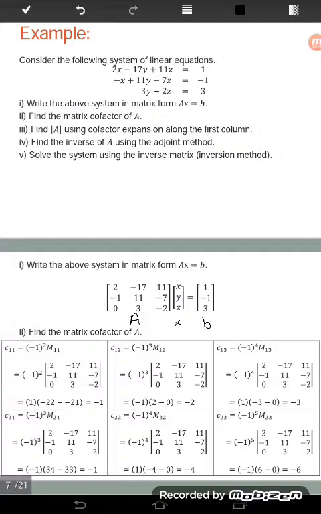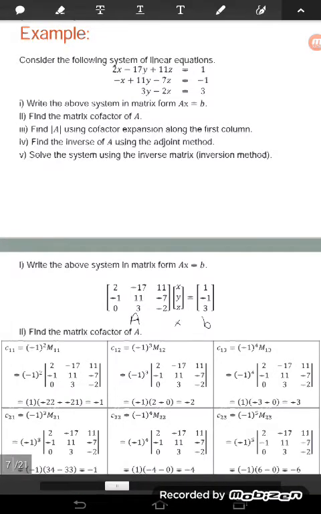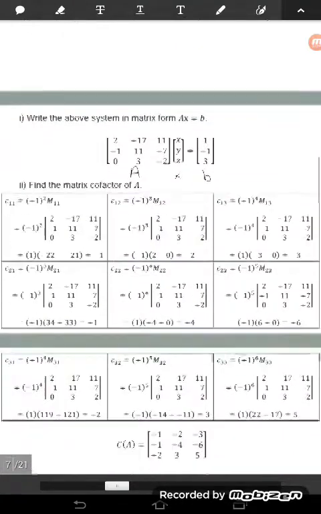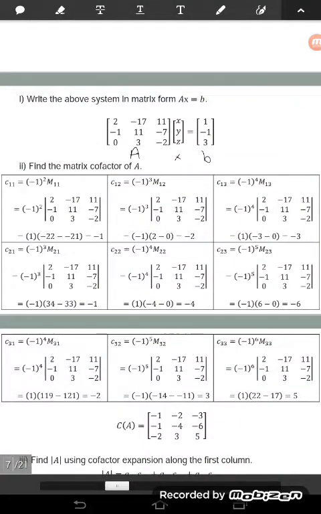And then number 2, find the matrix cofactor of A. Okay, so we need to find the cofactor of matrix A, matrix cofactor. Okay, so we need to find the cofactor for each element in matrix A lah. So kita kena cari setiap cofactor dia. Okay, so again, step yang sama macam tadi.